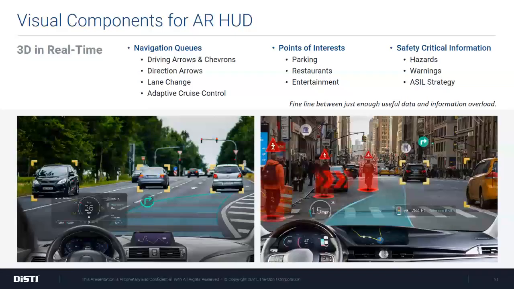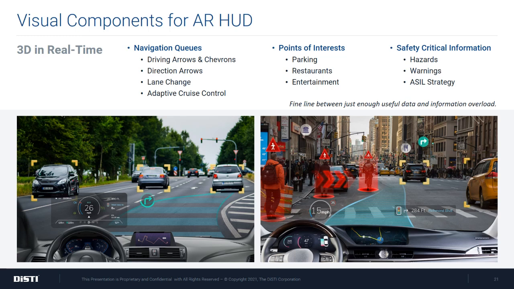Now, with the visualization aspects, we're really trying to handle, well, mostly it's navigation cues, points of interest, and any safety critical information like hazards, warnings, and what your ASIL strategy might be for your safety case, right? So on the left-hand side, you can see we've got a relatively simpler view that still has the 3D content embedded into the scene. In this case, we're still getting cautions of other vehicles that are in the world.